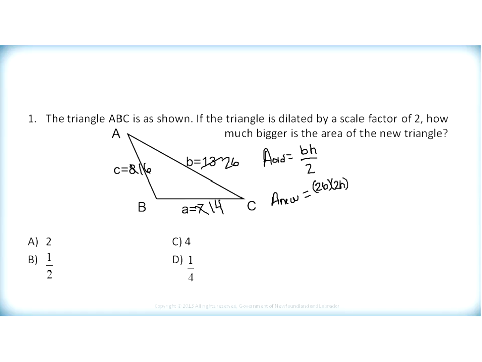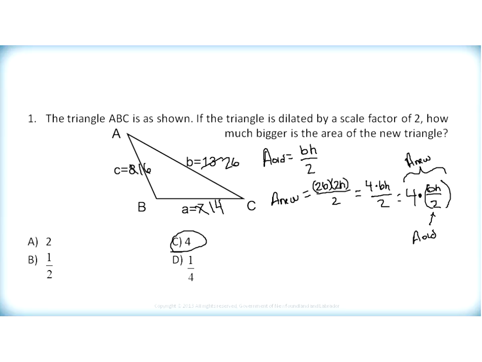times twice the height of the original divided by 2, which, if we multiply the numbers on top together, is going to be 4 times BH divided by 2, which is equal to 4 times our original base times height divided by 2. So this right here is our old area, and our new area is going to be 4 times larger. So the answer to this question is C.